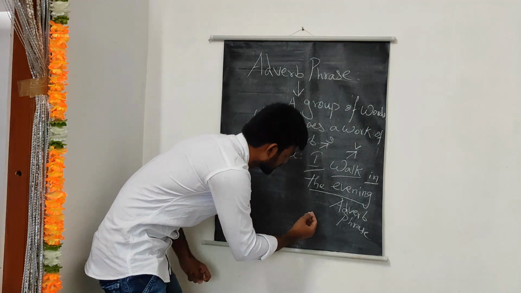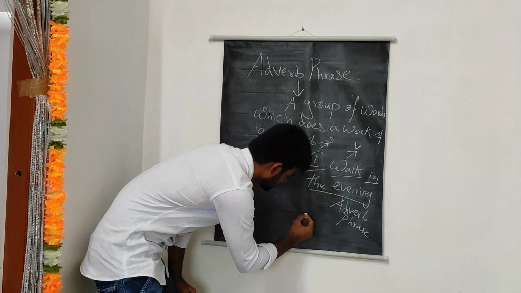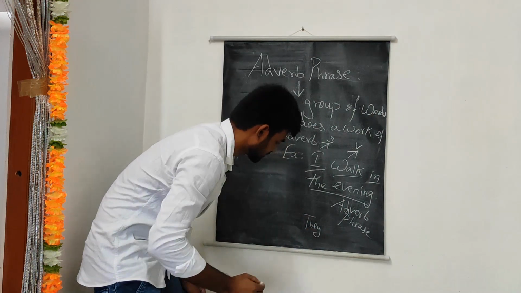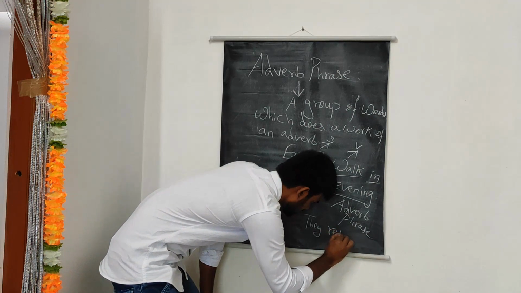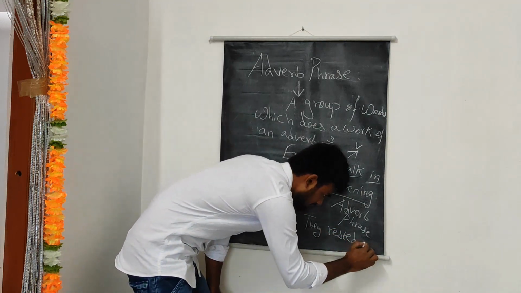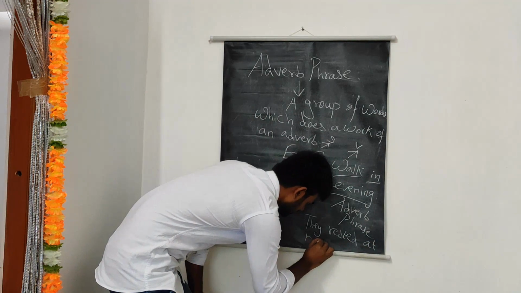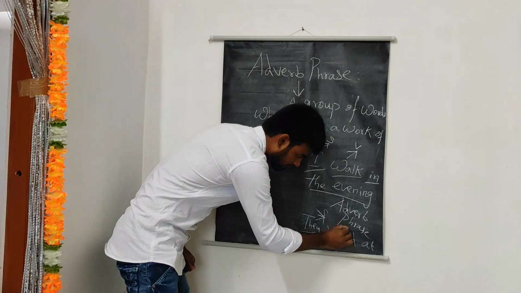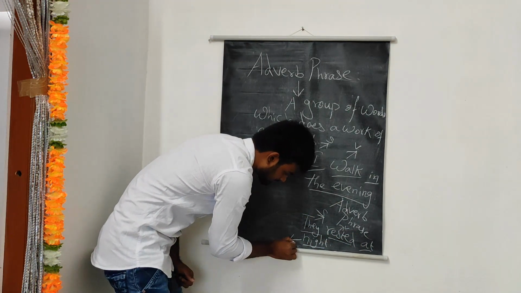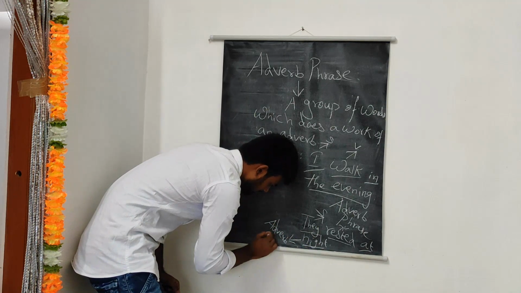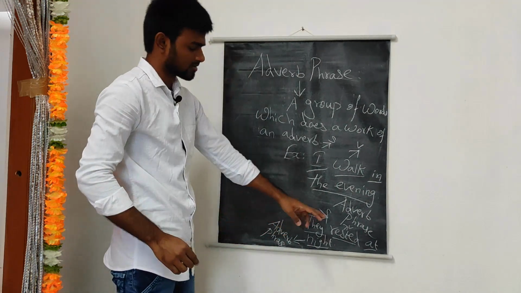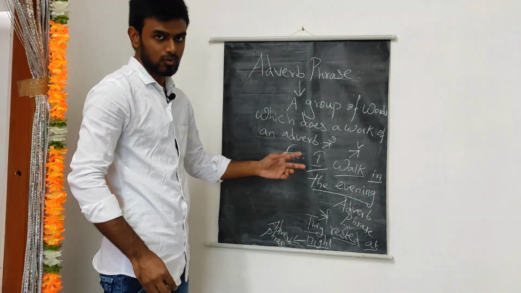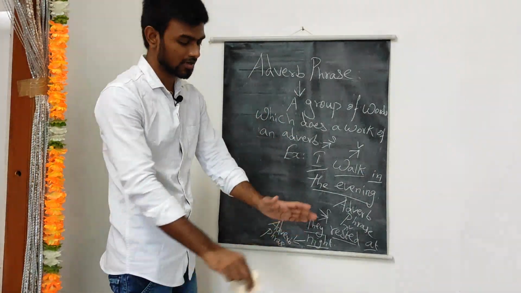Secondly, they rested at night. Here, they is a subject, rested, verb, at night. It is considered as adverb phrase. Because it has group of words, but it doesn't have any subject and predicate, and it is actually doing a work of an adverb. So it is called adverb phrase. Hope you understand. Next, adverb clause.